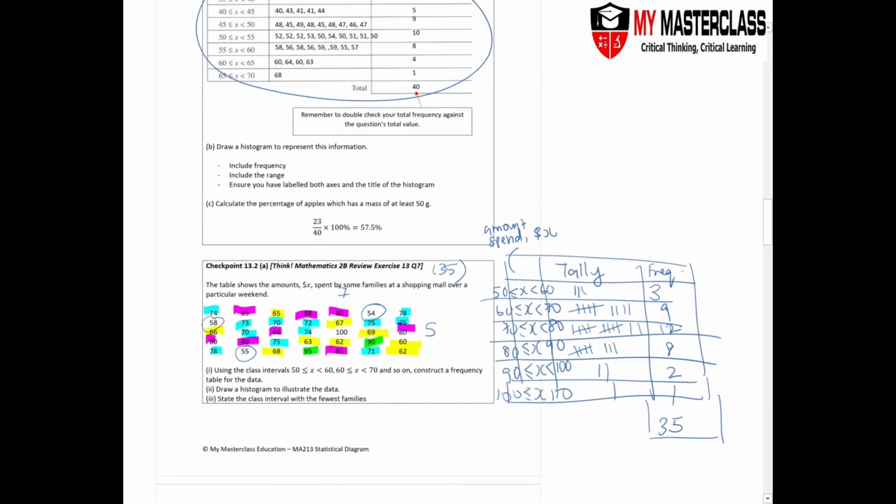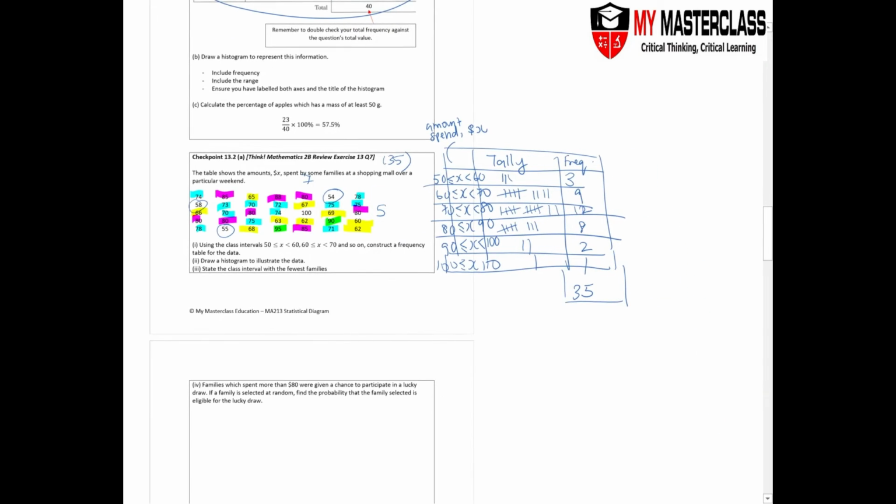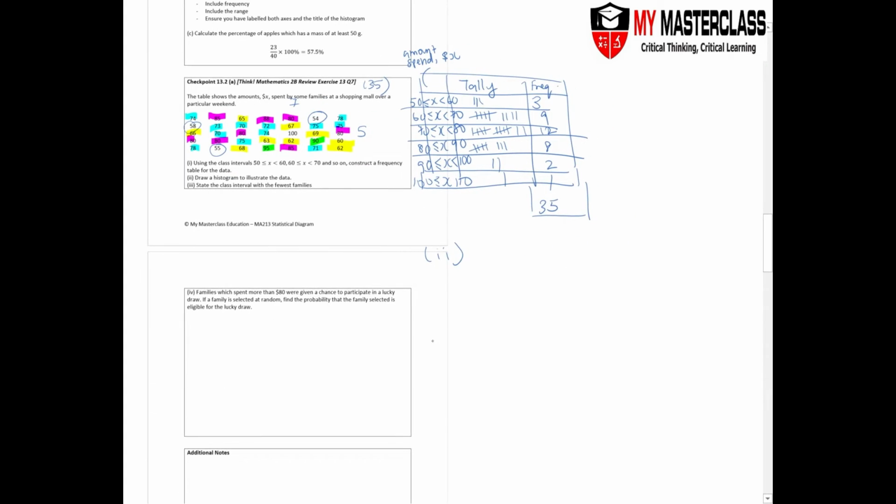They ask you to draw a histogram to illustrate this data. Things that I want you to include in your histogram: you must include your frequency, and then you must include your range. Sorry, this one should be frequency, this one should be your range.